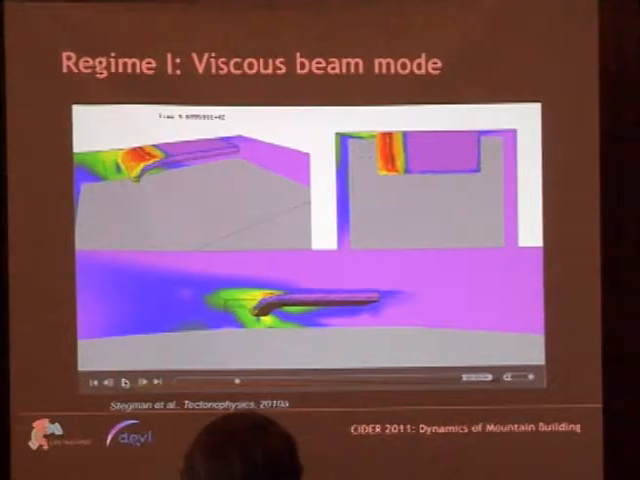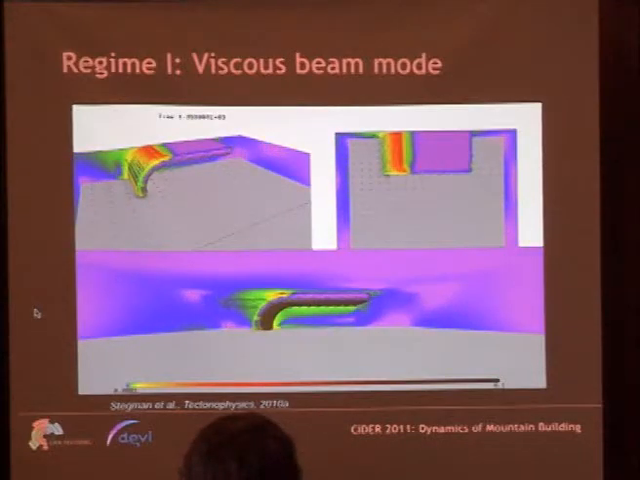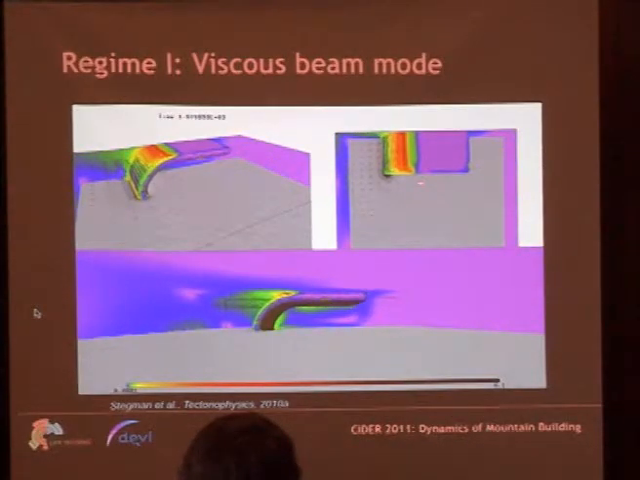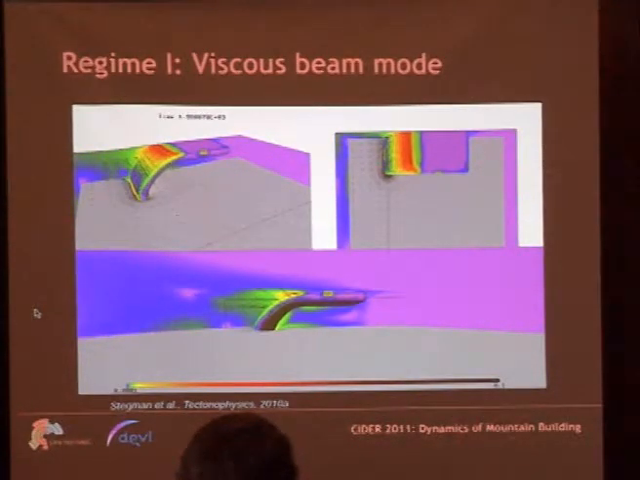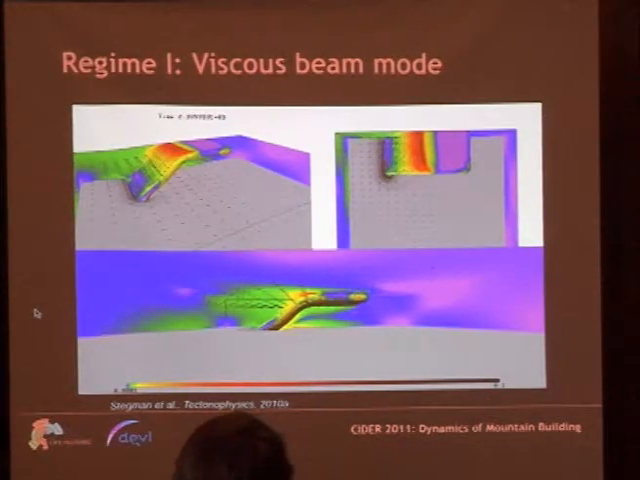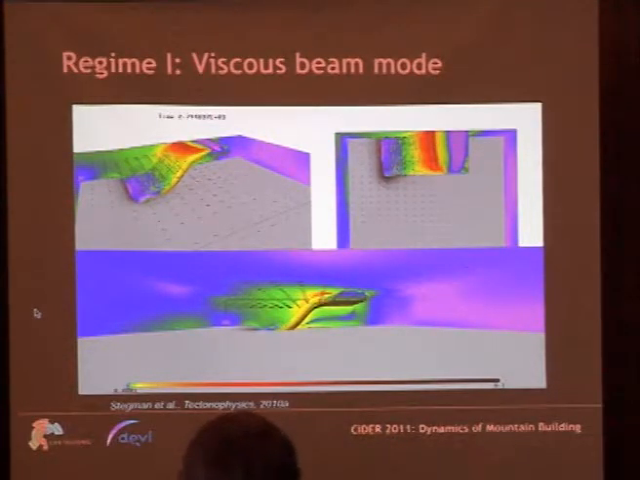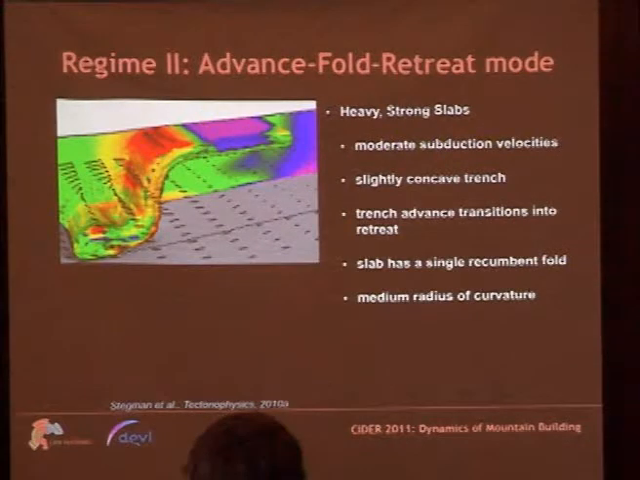So this is the viscous beam. You can see a nice flow developing. Straight trench, not a lot of plate motion, and it's just a plate subducting through trench retreat and creating a very straight, canonical-looking subducting slab. You know, that's the cartoon textbook version.